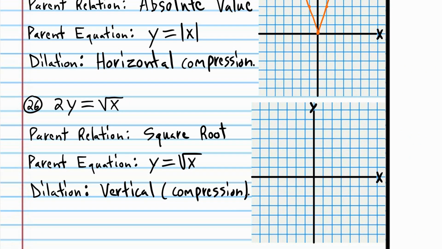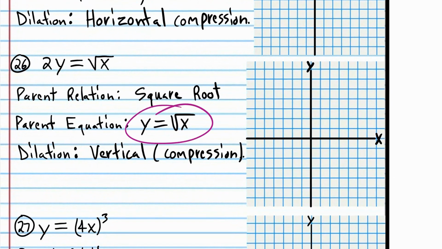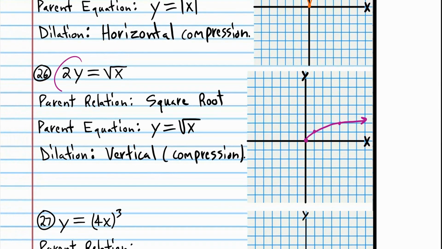So if we plot this parent equation here, and you can look at your library of relations to help you do this, we get this shape here. It looks something like that. But we're multiplying y, so what that means is we're going to take all the y values and divide them by 2. It's the exact opposite of what you see here. We're multiplying y by 2. But the y values in the graph, they're all going to be divided by 2.